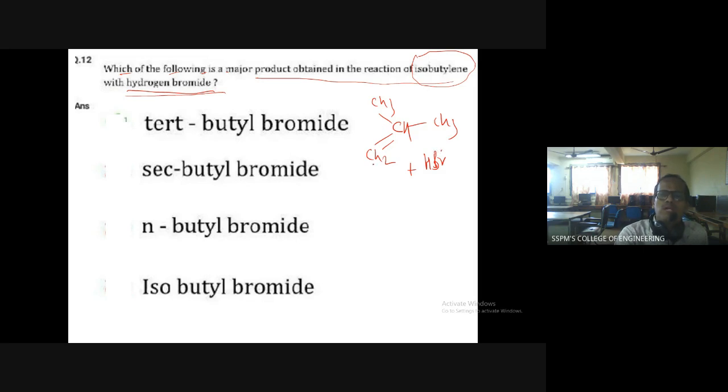Double bond across HBr add होणार. Bromine कुठे जाईल? Bromine त्या कार्बनकडे जाईल ज्याच्याकडे कमी हायड्रोजन असतील. आणि हायड्रोजन अशा कार्बनकडे जाईल ज्याच्याकडे हायड्रोजन जास्त असतील.